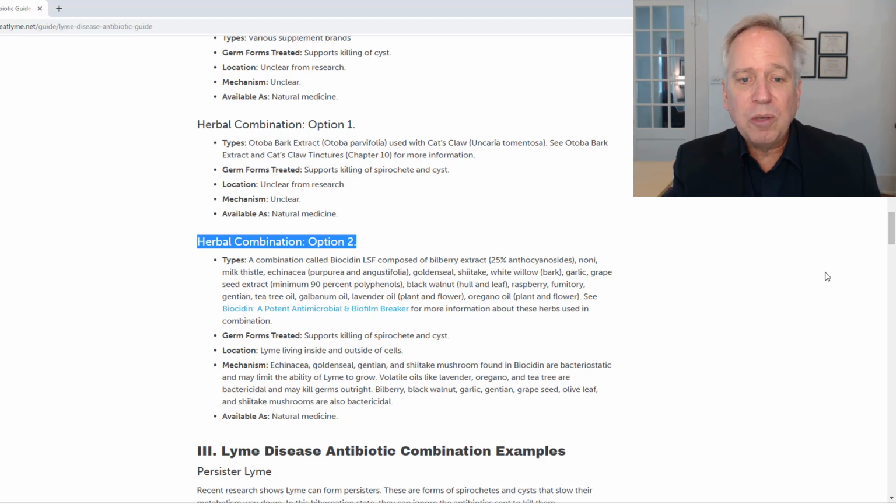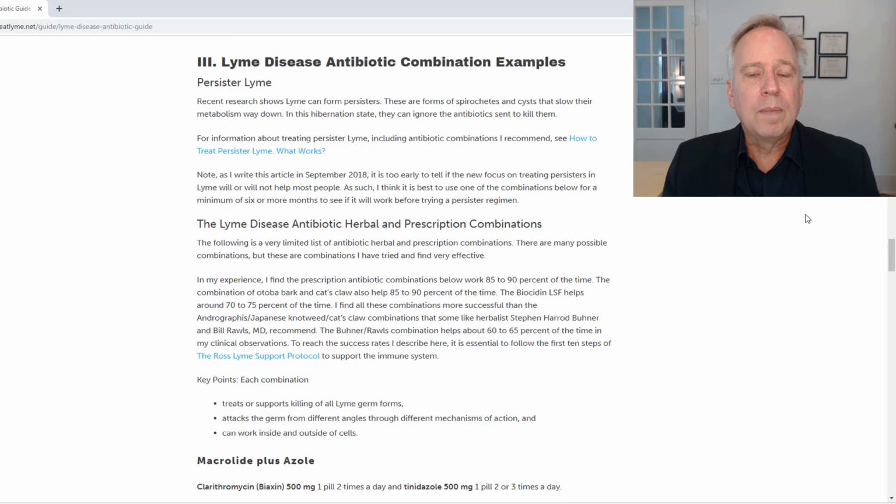So even using these with prescription antibiotics may make it so there is less antibiotic resistance to those prescriptions as well too. So in this next part, I want to cover how you might put different antibiotics together, and I'm going to give you some samples.